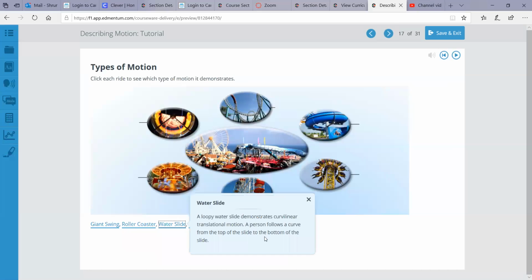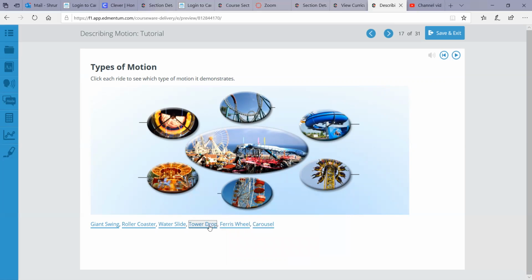Water slide, another fun ride. If it's a loopy water slide and it goes around these curves, then that's curvilinear, translational motion. But if it's more of one of those very long, straight slides, then that could be linear motion.